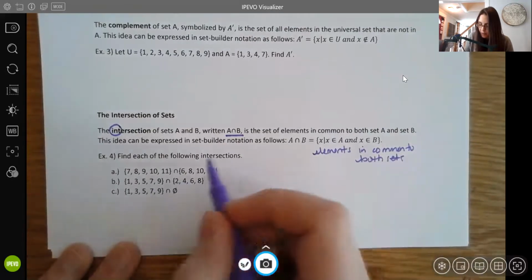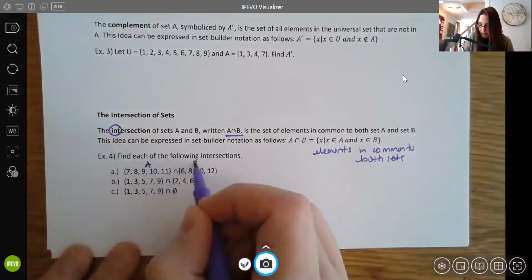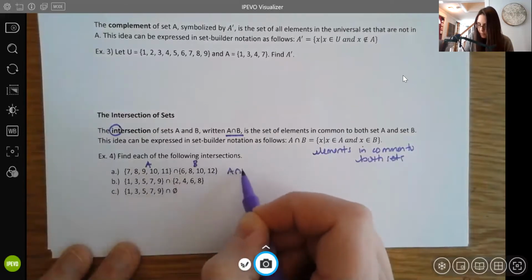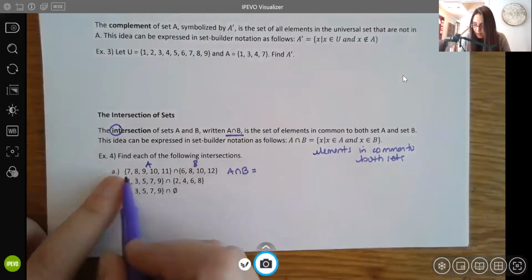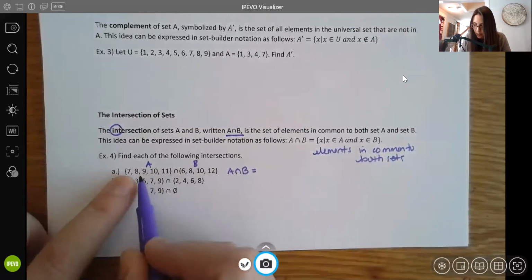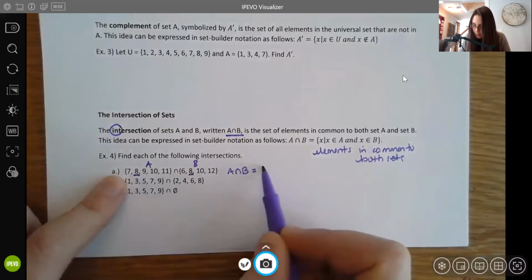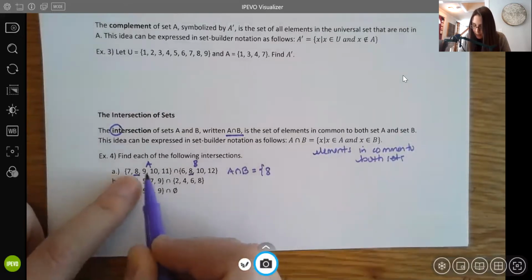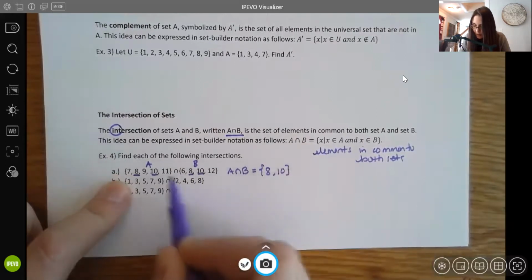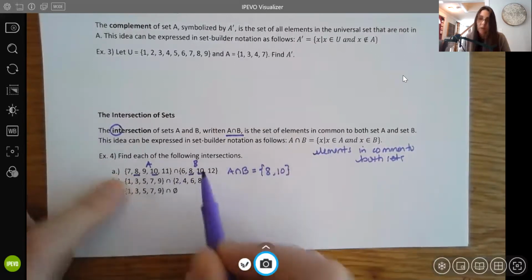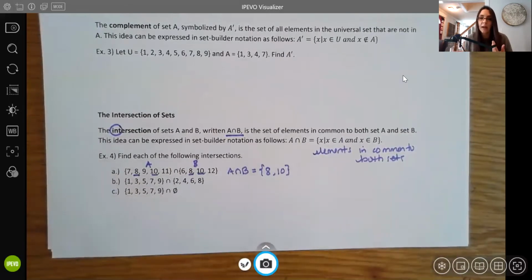So for the first one here, I'm just going to label the first set as A and the second set as B, just to make the notation a little bit easier. So I'm going to look for elements that are in common to both sets here. So I can just go through one at a time. Do I see a 7 in both sets? I don't. I see an 8 in both sets, though. I don't see a 9 in both sets. I do see a 10 in both sets. And I don't see an 11 in both sets, or a 6 or a 12. So I just go through one element at a time and see what's in common. So here we have two elements in common, 8 and 10.